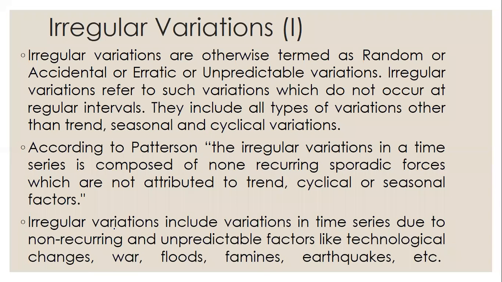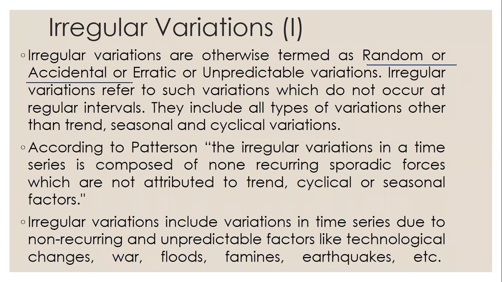Then irregular variations. In irregular variations, we will have random or accidental variations. Here there is nothing planned. So suddenly, let's say because of the pandemic, the demand for sanitizers and Dettol and masks and gloves suddenly increased, and people started buying. They started paying 600, 800 rupees for a mask and all that. So that is irregular variation.